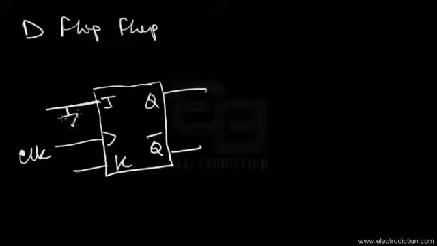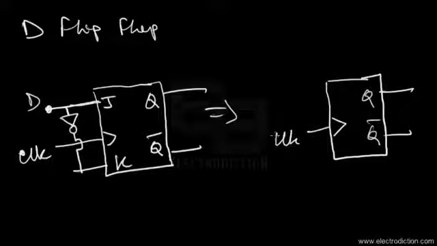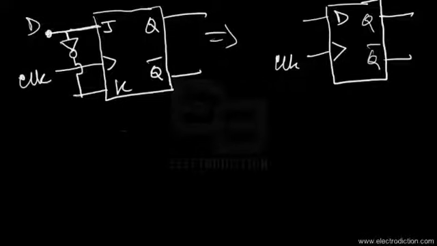Now, if we connect a NOT gate from the J input to the K input, what we get here is a D flip-flop. So this basically transforms to a logic diagram that would look something like this. There are the Q and Q bar outputs, the clock input, and here's the D input terminal. Now, the D flip-flop could also be derived from SR flip-flops as well.